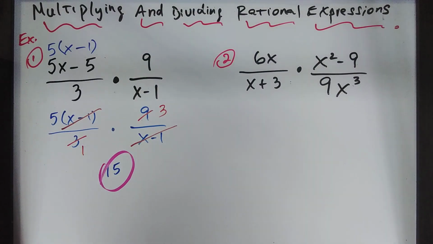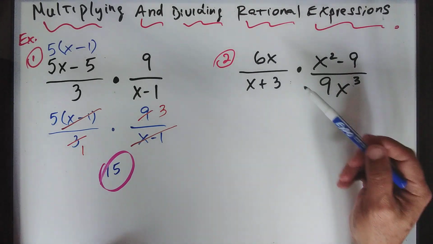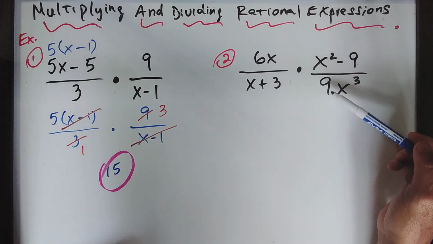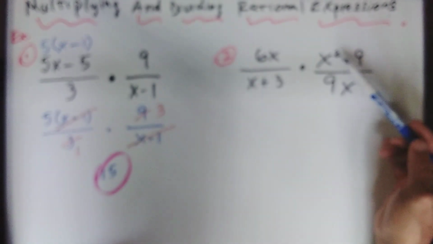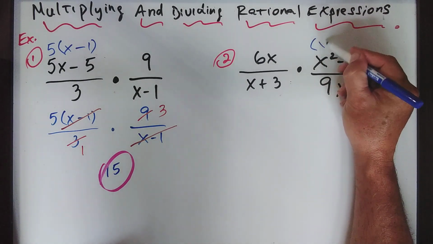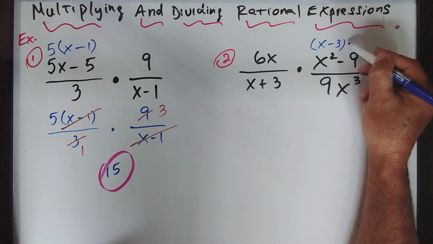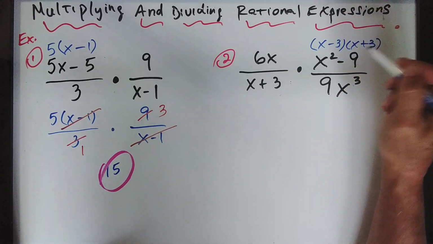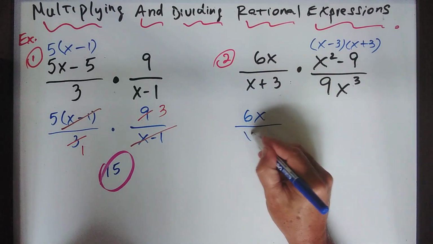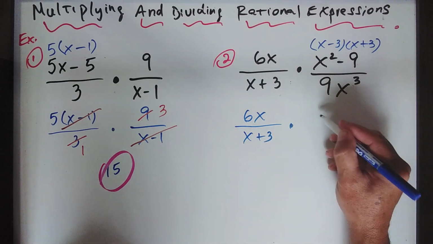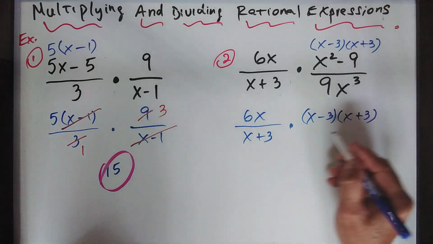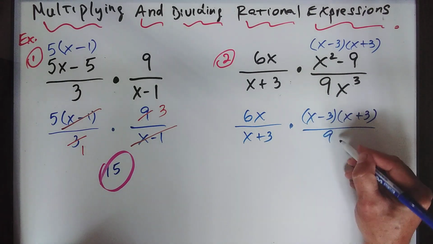What about number 2? Okay, same thing. We can't simplify this; we can't factor this or this or this. The only thing that is factorable there is this x squared minus 9. That is a difference of squares. I'm going to take each square root and do x minus 3, x plus 3. Right, so what I have is 6x over x plus 3 times x minus 3, x plus 3 over 9x to the third.